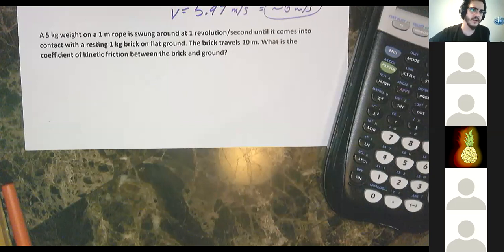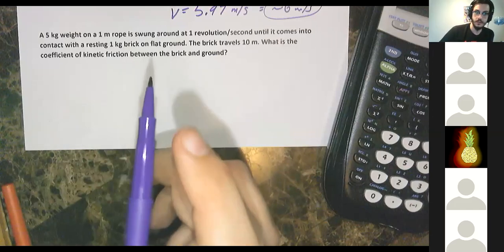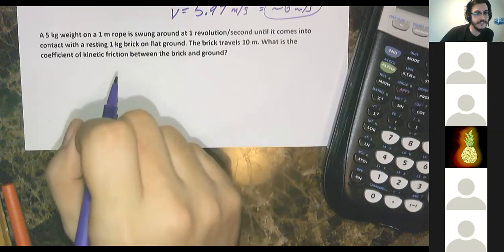A 5 kilogram weight on a rope is swung around at 1 revolution per second until it comes into contact with a resting kilogram brick on flat ground. The brick travels 10 meters. What is the coefficient of friction?